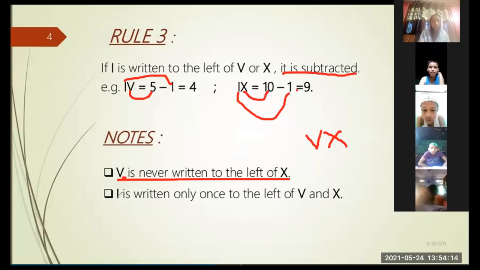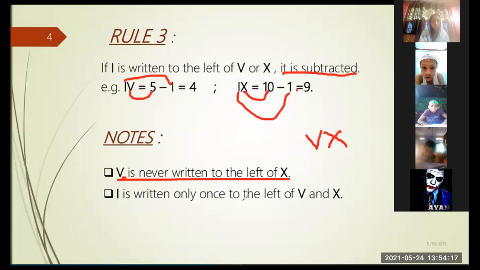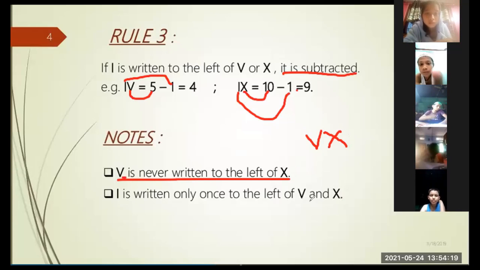Next point you can see I is written only once to the left of V and X. So in that example you can see, let me show you.